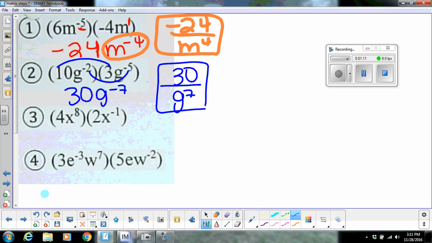All right, number 3, 4 times 2 is going to give me 8. 8 plus negative 1 is going to give me positive 7. Everything's positive exponent-wise, so we're good to go.